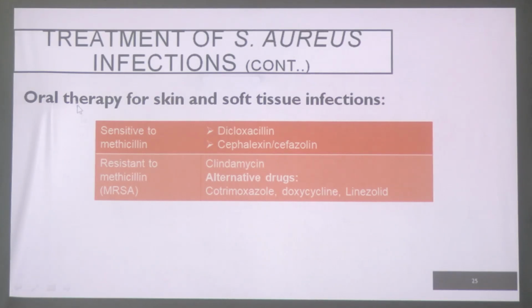What is the oral therapy that you can give for skin and soft tissue infections? You can give these oral combinations, dicloxacillin. You can give alternative medications such as cotrimoxazole, doxycycline or linezolid. Linezolid is given for a very long time in osteomyelitis patients. Clindamycin will also help you with the toxin mediated illnesses. Remember this.